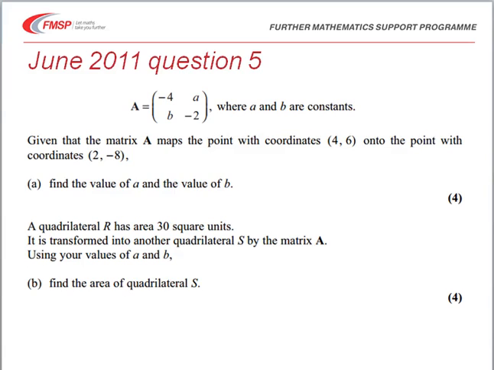Having found the values of a and b, we need to go on and then find the area of a quadrilateral R which is mapped onto the new quadrilateral S by the matrix A. We're told that R has an area of 30 square units, and we need to find the area of the new quadrilateral S after that transformation.